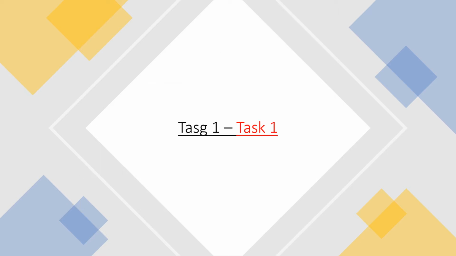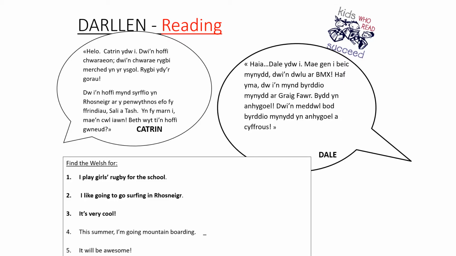Task 1. What I would like you to do, you've got this on the worksheet that we've uploaded to Teams as well, please, is read these two speech bubbles. The first one on the left is by Katrin and the second one is by Dale. And they're telling you about things they like to do in their spare time.